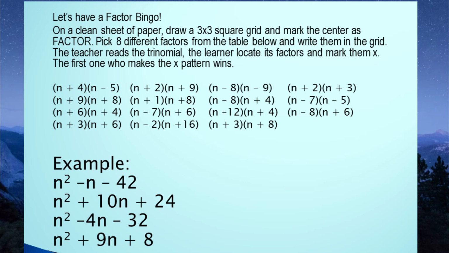Trinomial number 1. n squared minus n minus 42. Trinomial number 2. n squared plus 10n plus 24. Trinomial number 3. n squared minus 4n minus 32. Trinomial number 4. n squared plus 9n plus 8. Who got the pattern X?